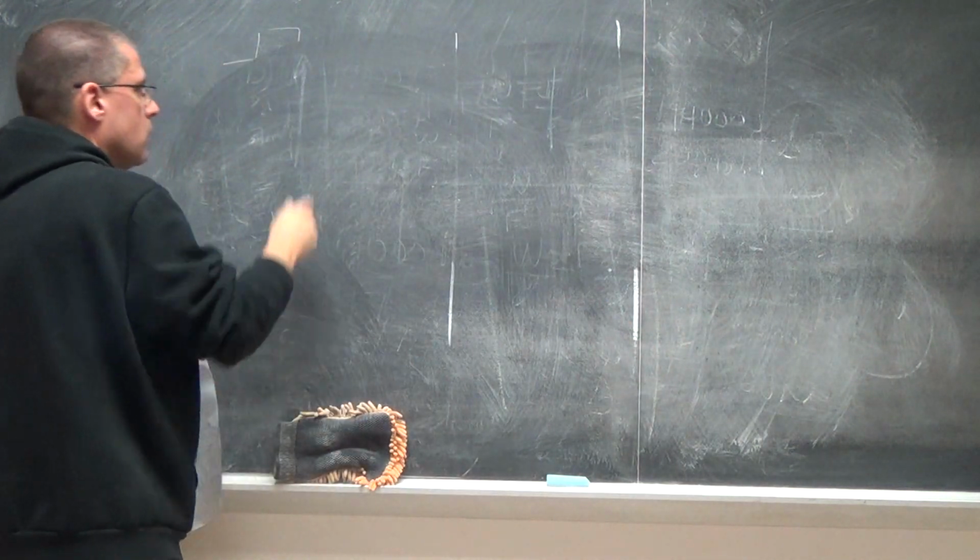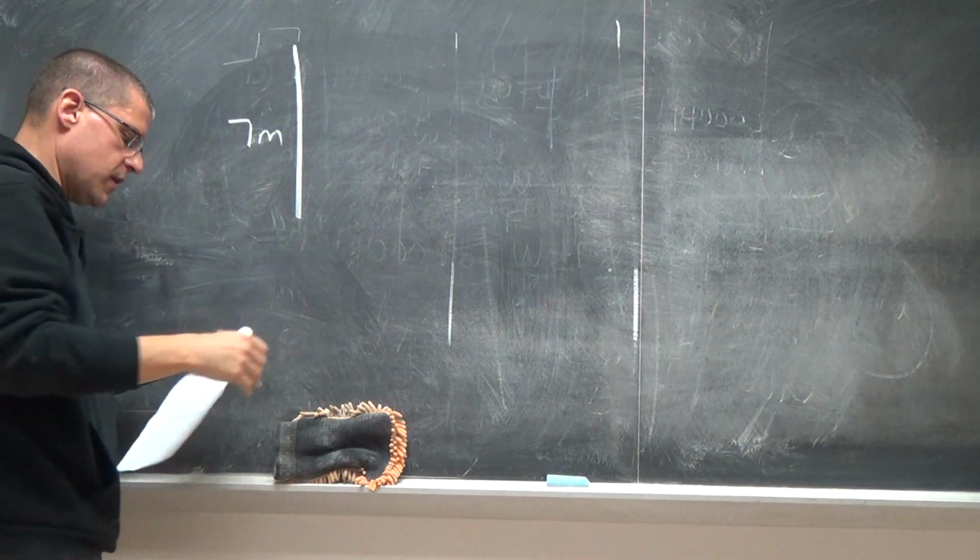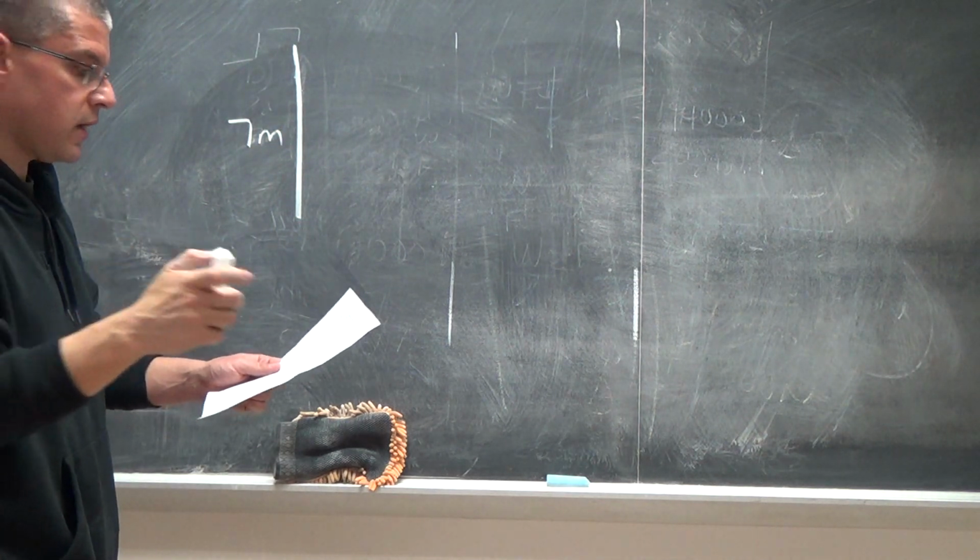So watch this. Here's the wall. Wall, we know it's 7 meters. Now wait a minute, it says part B. You decide you need an inclined plane.